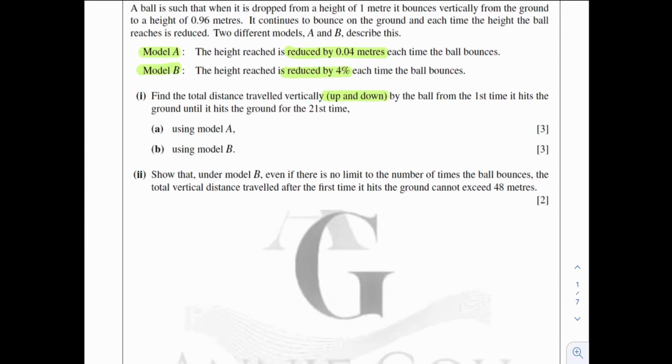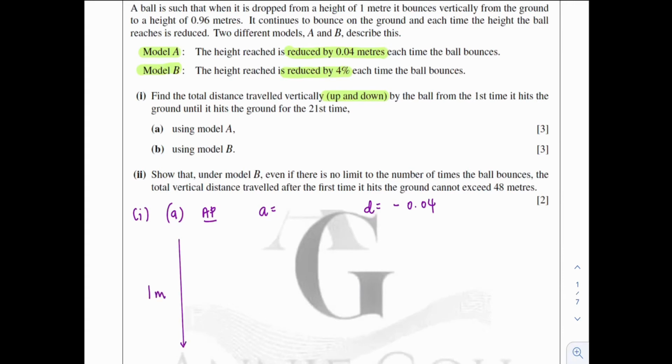It means that for model A, it actually follows the arithmetic progression. I'll just write here AP. So you need to figure out what's the A and what's the D. The D here obviously is just negative 0.04. And the question mentioned that the ball is dropped from the height of 1 meter.